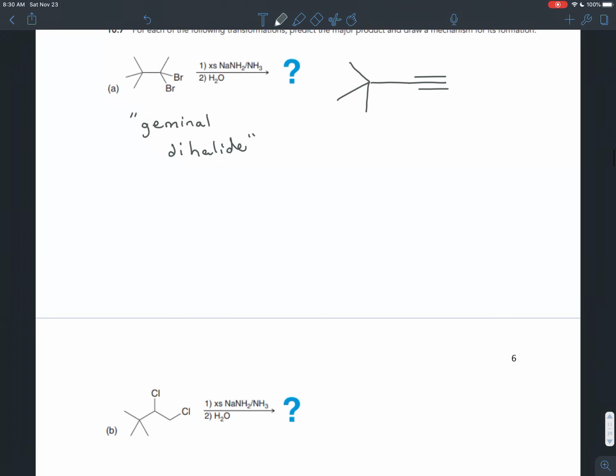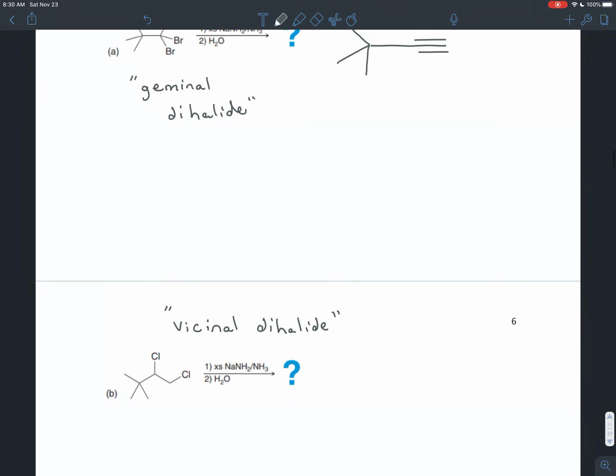The word geminal just comes from the Greek word for twin. And these halogens are not on the same carbon, so they're not twins. Instead, they're neighbors. And so the Latin word for neighbor, if we anglicize it a little bit, is vicinal. So this is a vicinal dihalide. Now you can do elimination reactions to create alkynes, either with geminal or vicinal dihalides. With vicinal dihalides, you're going to create the triple bond in between the two leaving groups.